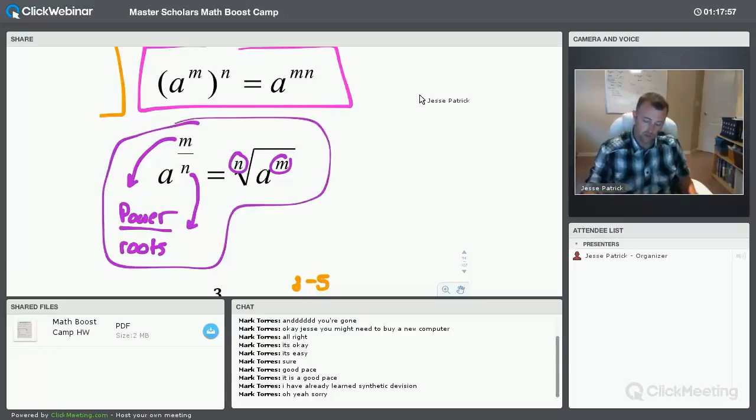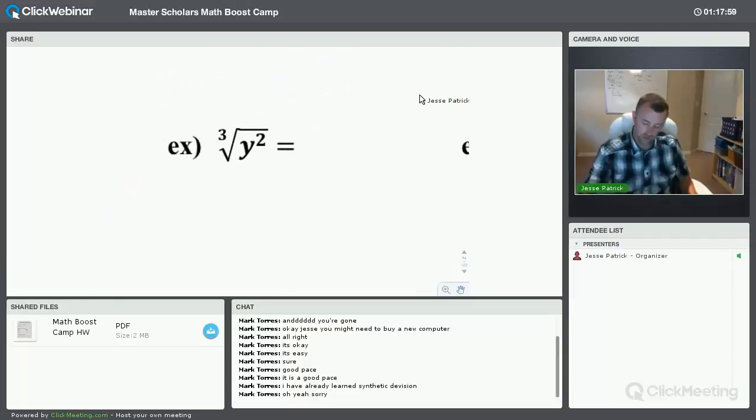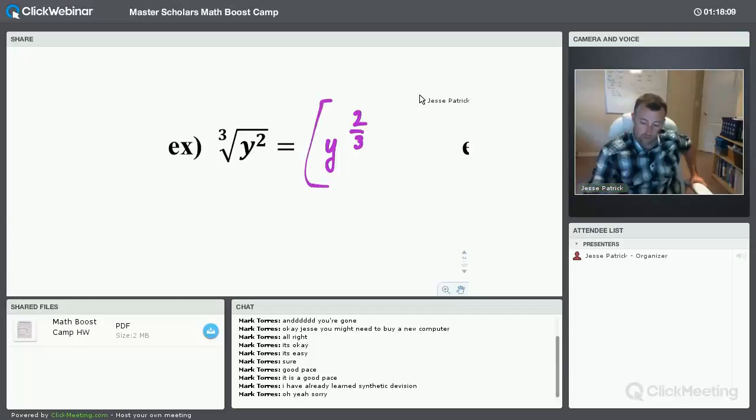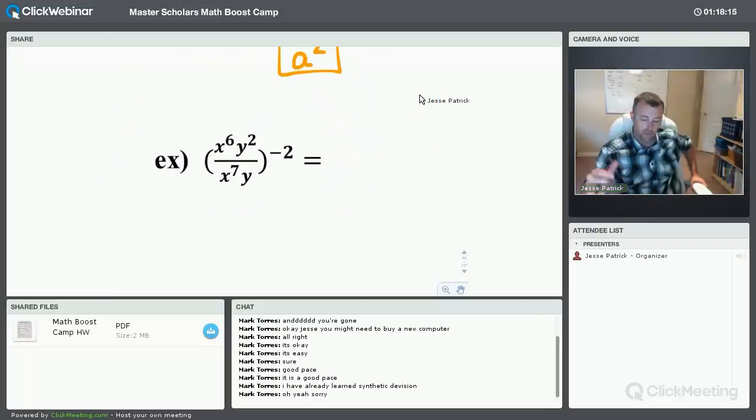We'll circle that, because I'm color coding here. So this is just as simple as knowing that this is the third root, so that's going to be your denominator, of y to the second power. So that's y to the 2/3. Power on top, root on bottom. Done. Again, that's another one of those ones that if you know the rule, it's super easy when you take the SAT. And last one is a combination problem.